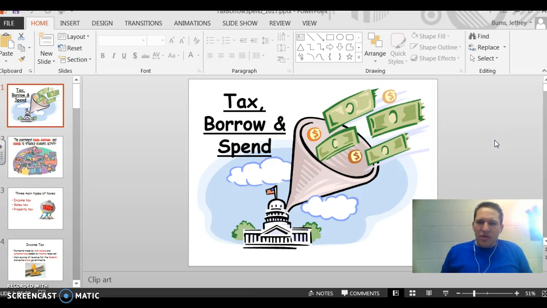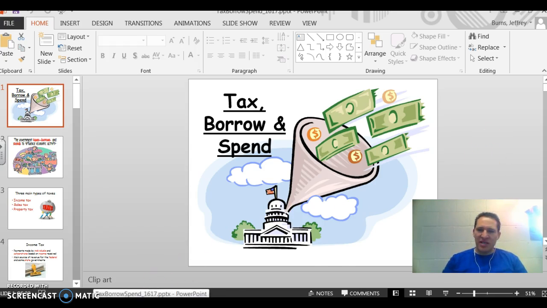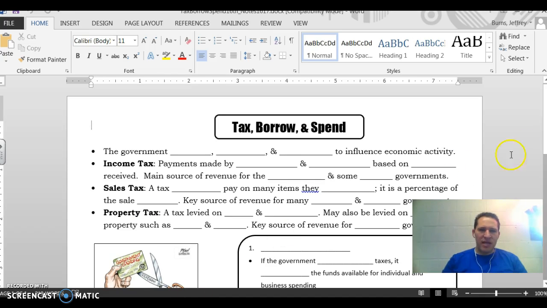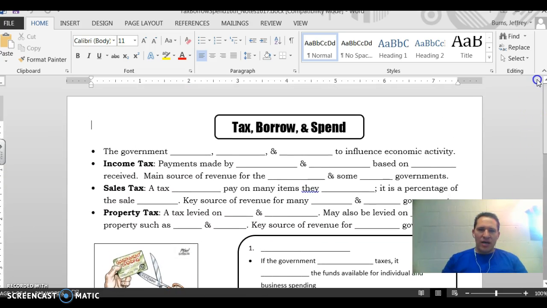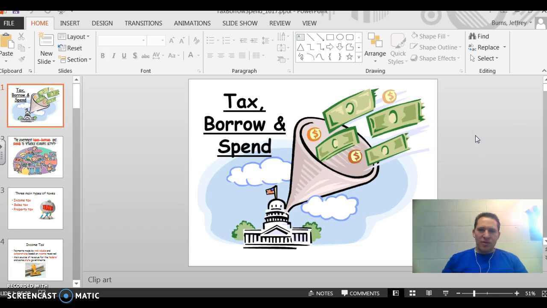Here we go with tax, borrow, and spend, which is going to be how the government taxes, borrows, and spends money to impact economic activity in our mixed economy. You should have this handout in front of you, the tax, borrow, spend handout. You can see that there's four bullets at the top and then five boxes below that we're going to fill in. And again, shouldn't be too long of a video. So here we go on our PowerPoint.